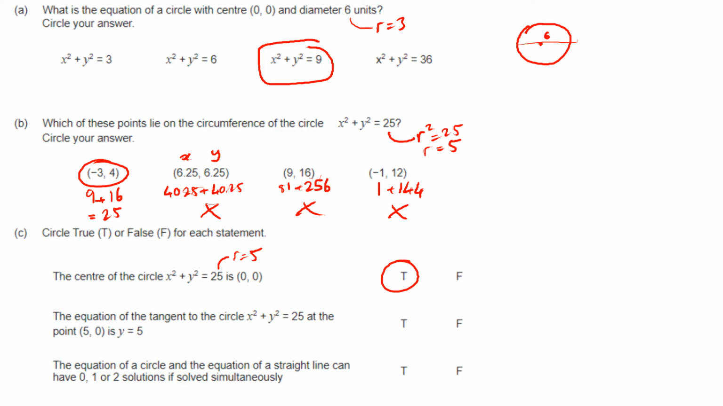There we go. Okay, here's an interesting question. The equation of a tangent to that circle at the point 5, 0 is y equals 5. So let's draw our circle. So we know it's got a radius of 5. We know it's centered on the origin. So where does it go through the axes? Well, if the radius is 5, then it should go through the axes at the points which are 5 away from 0. So it'll go through at 5 and 5 and minus 5 and minus 5.